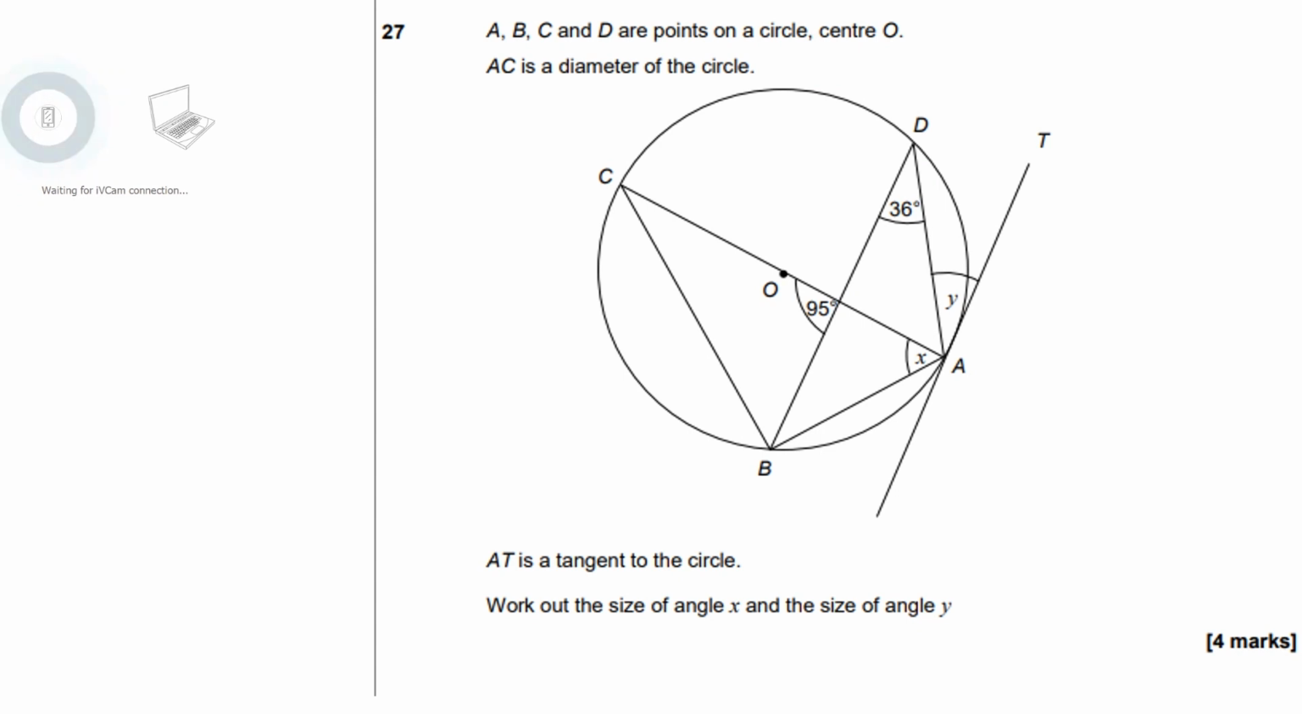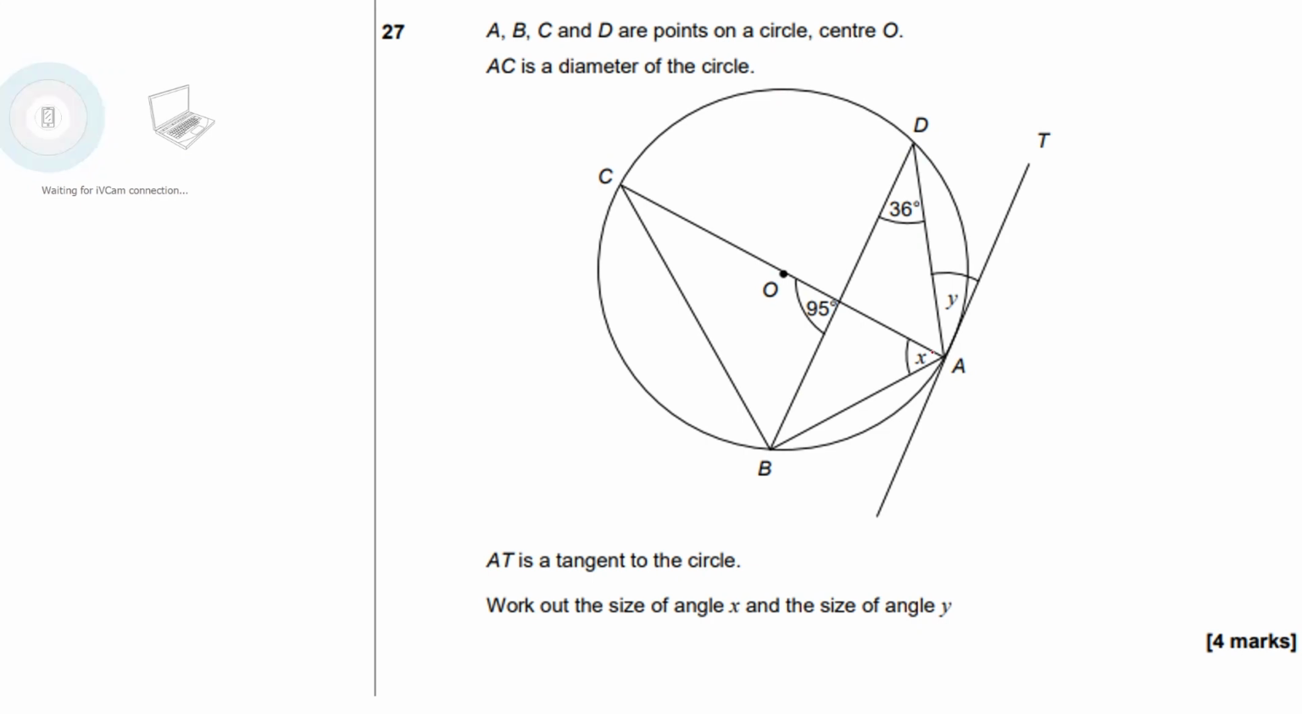Now, what we've got is a circle and a tangent, so there are a few circle theorems that you need to be able to spot here. The first circle theorem I will be looking at is: angles subtended by the same arc or same chord are going to be equal. That's the first thing I'm going to be looking at.